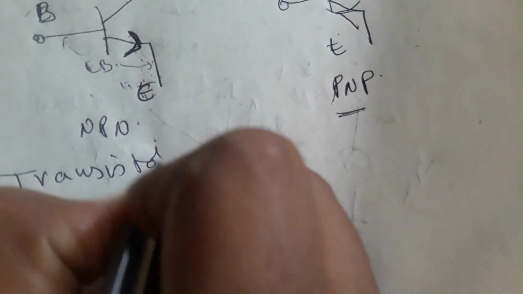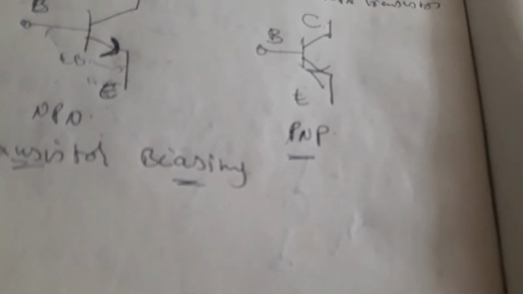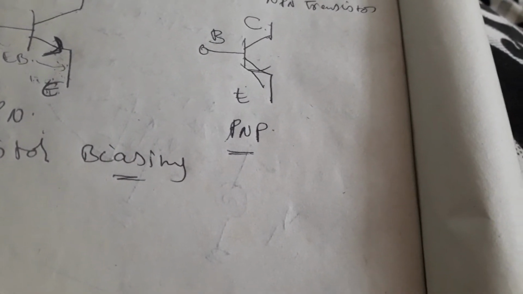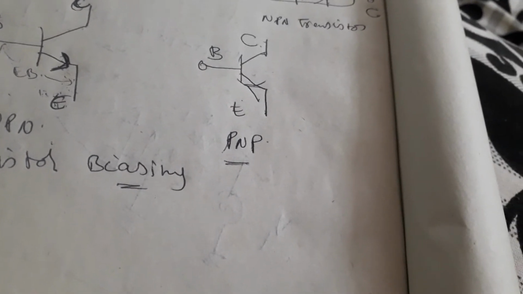Next, transistor biasing. Usually the emitter base junction is forward biased and the collector base junction is reverse biased. Due to the forward bias on the emitter base junction, an emitter current flows through the base into the collector. Since the collector base junction is reverse biased, almost the entire emitter current flows through the collector circuit.